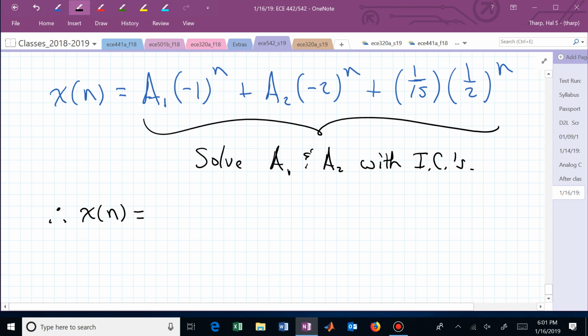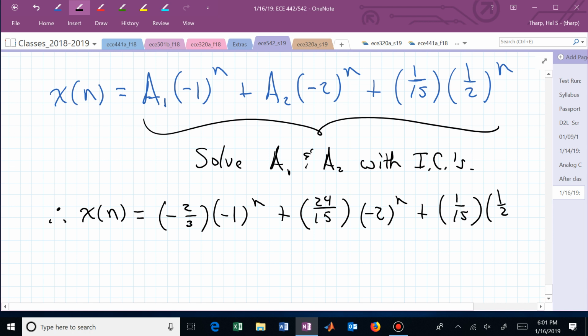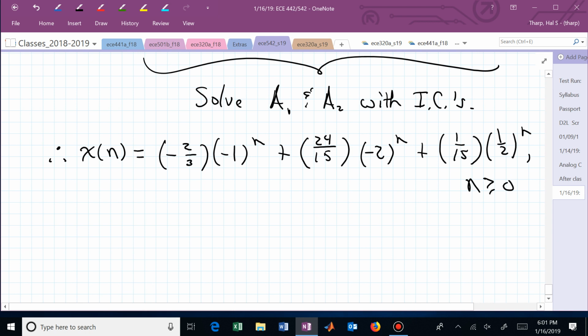I need to give you something to do tonight. I know you want to do something when you get home, so you can solve that, and I'll give you the answer in the back of the book, and if it's wrong, you can let me know. But I came up with minus 2/3 minus 1 to the n plus 24 over 15 minus 2 to the n plus 1/15 1/2 to the n, and that's for n greater than or equal to 0. That was under the condition that x of minus 1 was equal to 0 and x of 0 was equal to 1.